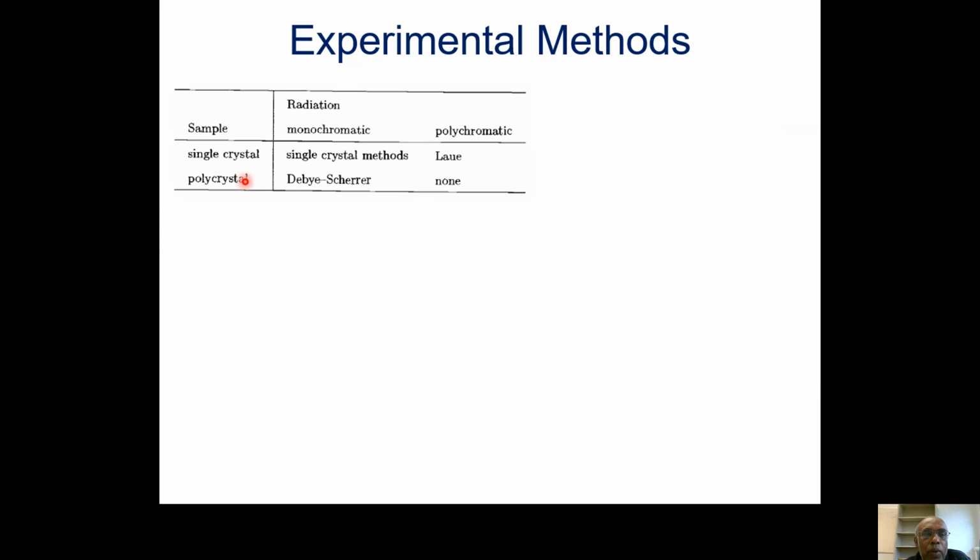Then if you have a polycrystalline material, you can only use monochromatic X-rays to study the properties, because the material already has a polycrystalline nature. We call this the Debye method. There's no point in using polychromatic light because you already have polycrystalline material, right? So these are the standard methods we use for X-ray diffraction.